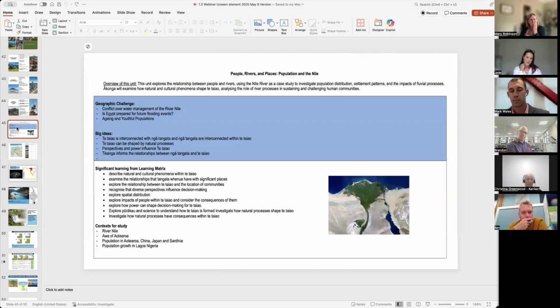Now, on the BOGT website, we have developed this unit called People, River and Places, focused on the Nile as a place. The idea is that this unit of work shows you how to integrate different pieces of significant learning from our learning matrix, and how you can teach demography and population studies and fluvial processes all together using Egypt as a context and then bringing in some different places like China.